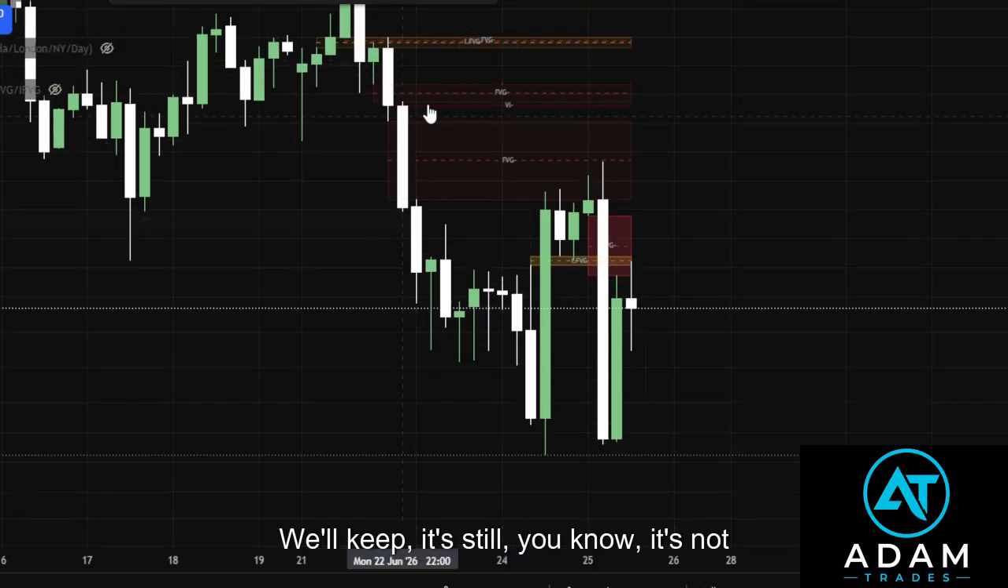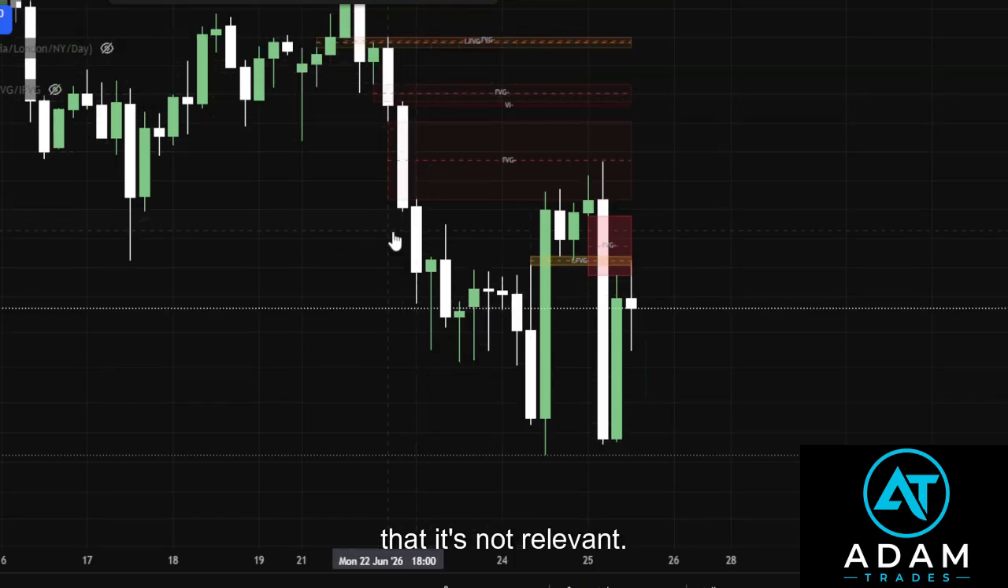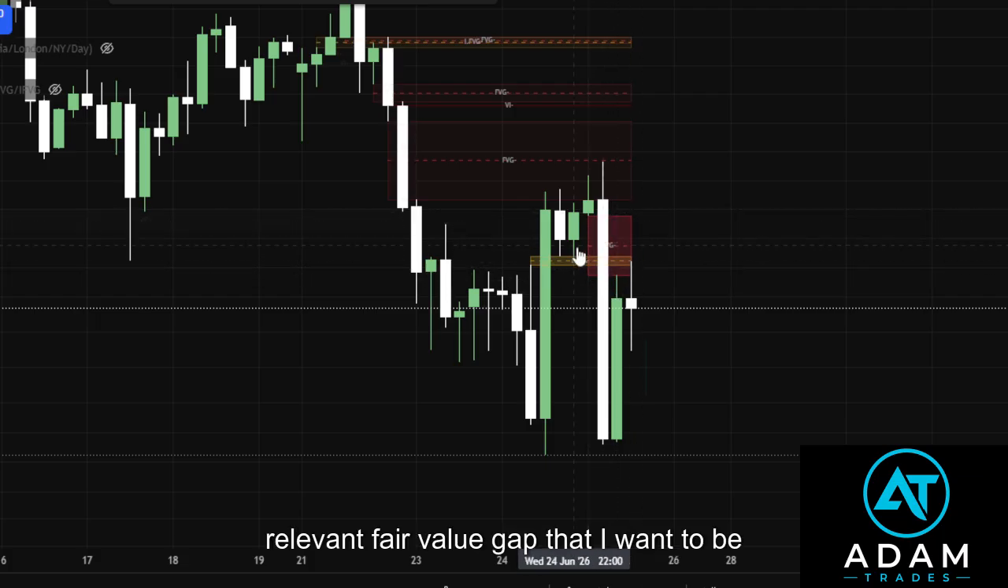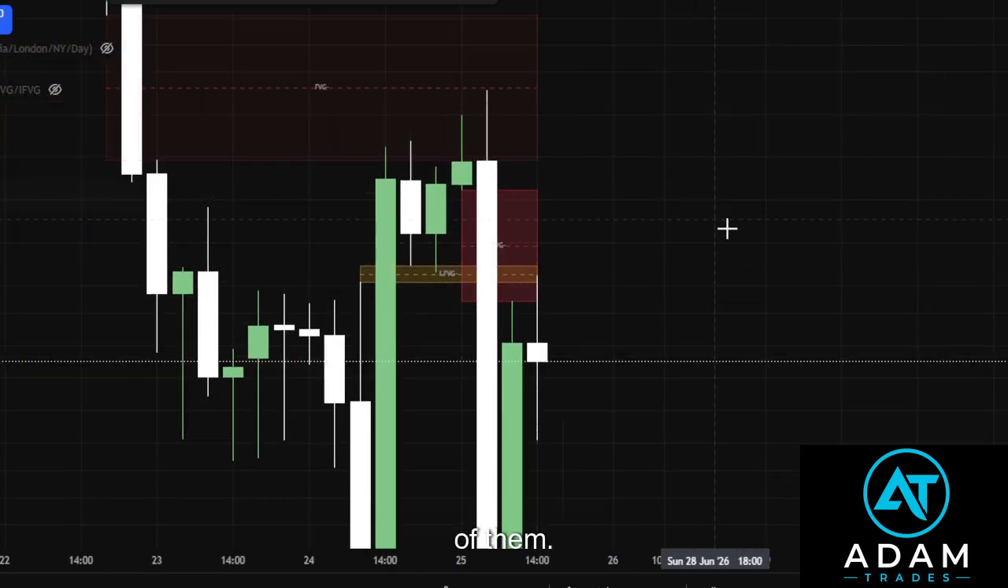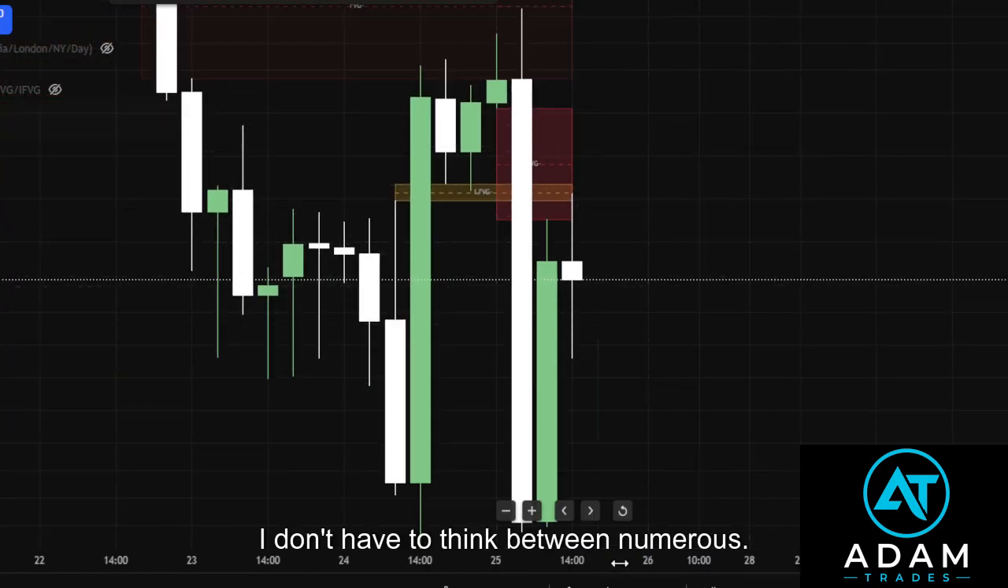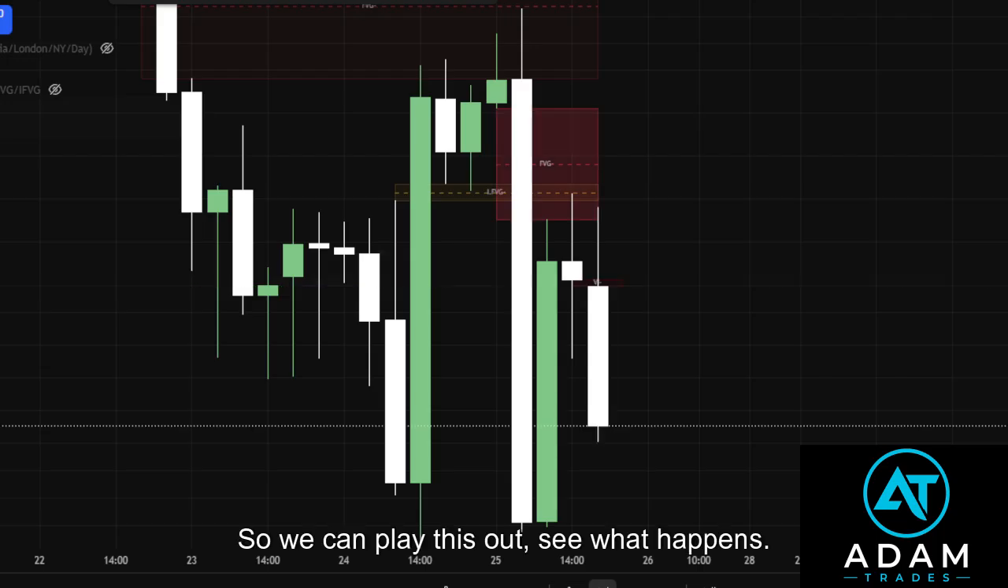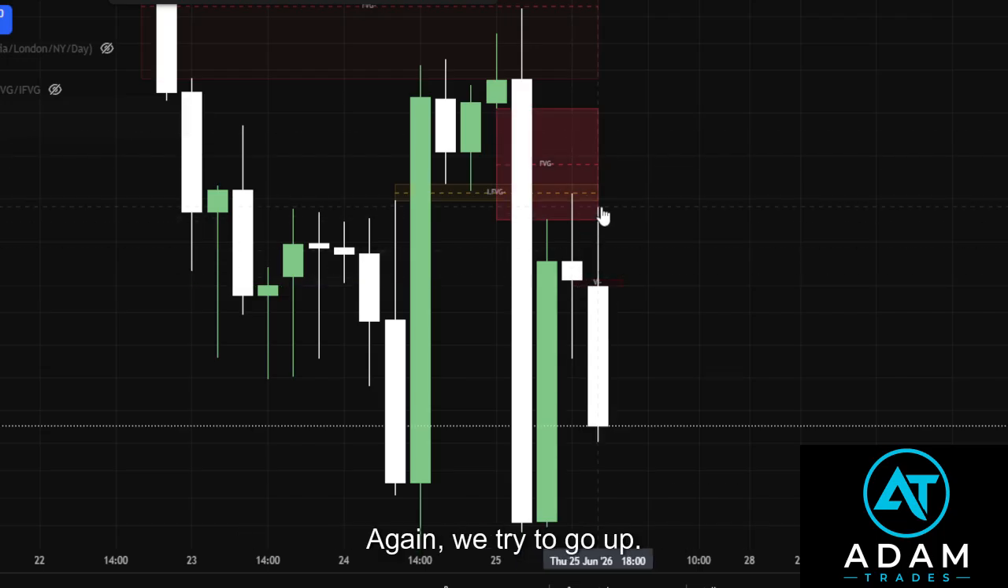We'll keep it. It's not that it's not relevant. It will become relevant, but right now this is the new relevant fair value gap that I want to be focusing on. And it helps because there's only one of them. I don't have to think between numerous. So we can play this out, see what happens. Again, we try to go up. This turns into a candle 2.